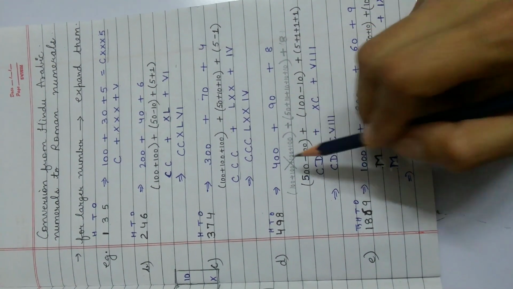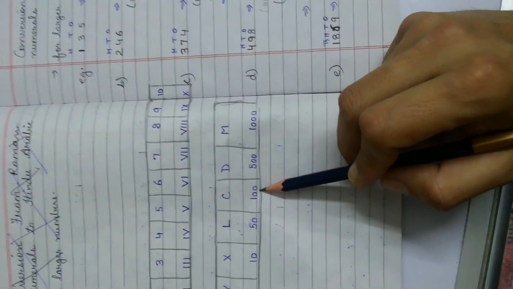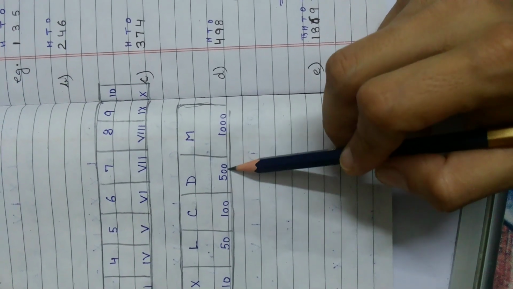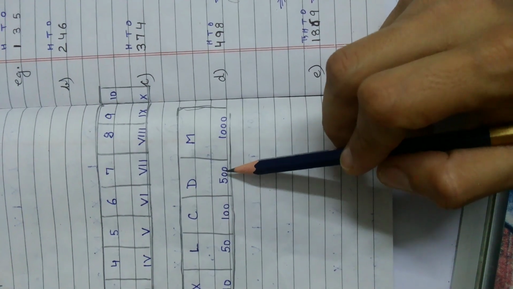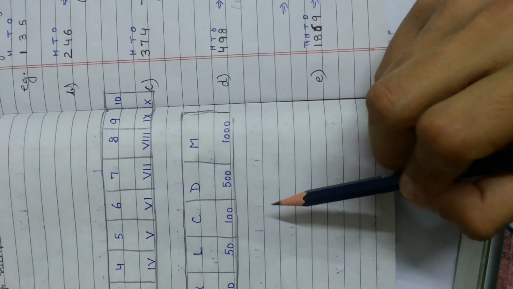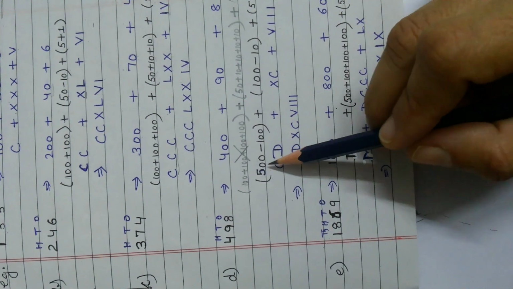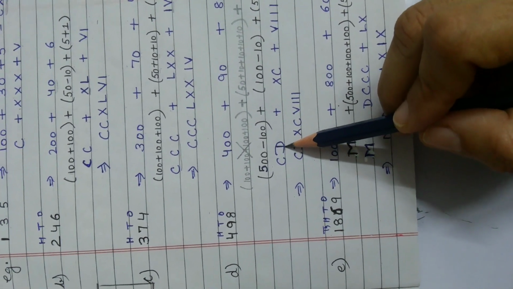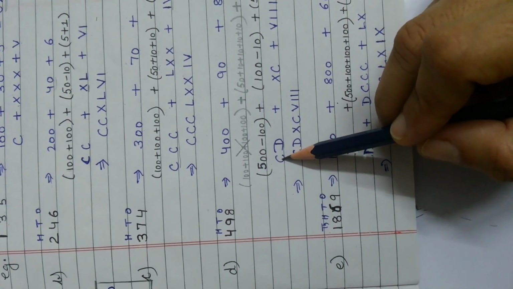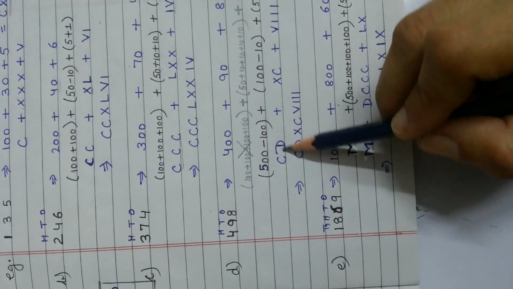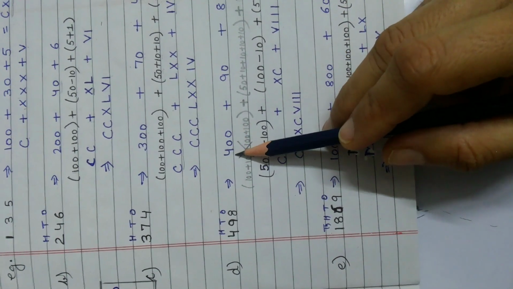Now what is going to be the next combination? I know that I have a symbol for 100 and I have a symbol for 500. So if I subtract 100 from 500, will it become 400? 500 minus 100 will be 400. So let's take this 500 minus 100. What is the symbol for 500? That is D. And if I put C on the left of D, it will be 500 minus 100. So it will become 400.